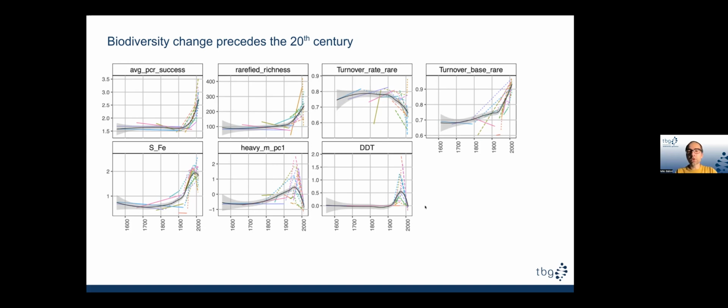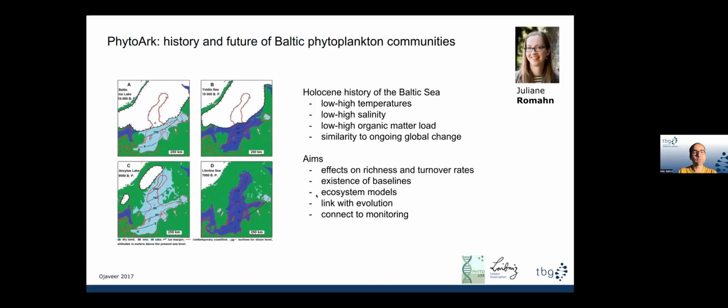Right. So what you can take from this is that with this tremendously complex data set, we can see and distill a couple of general patterns of how ecological communities are changing over these long time scales. And what we see is that this community change starts well before the beginning of the 20th century. Turnover rates are changing in the earlier centuries, just as the drivers are.